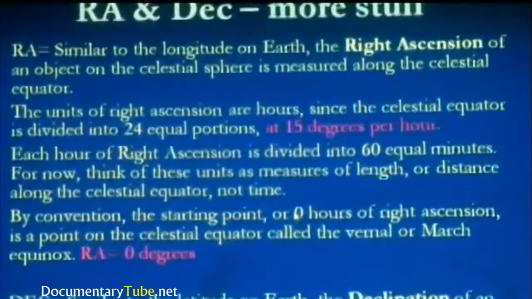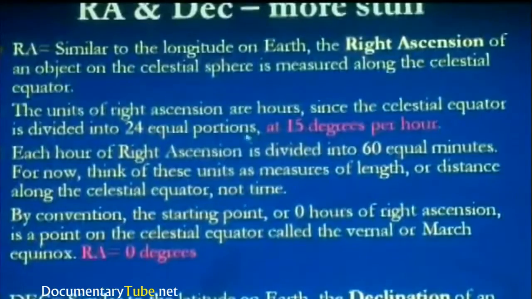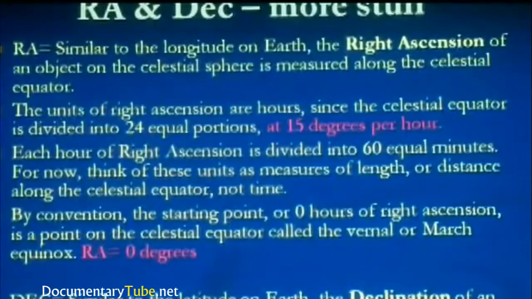The unit of right ascension is hours, since the celestial equator is divided into 24 equal portions at 15 degrees per hour. That means if you were to take out your protractor and measure an hour out, that would actually translate into 15 degrees of angle. Any questions so far on that? Have I lost everybody? Okay, we'll keep going.